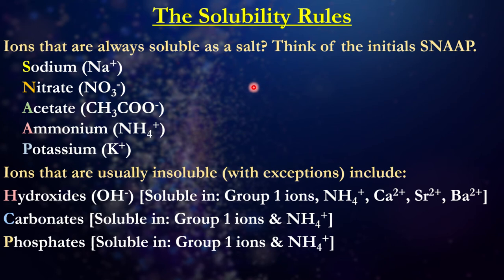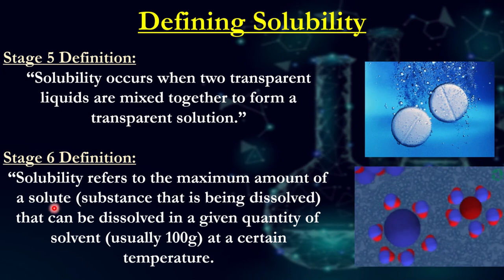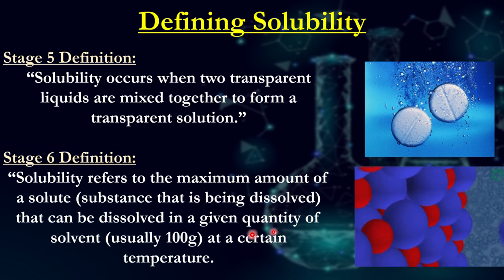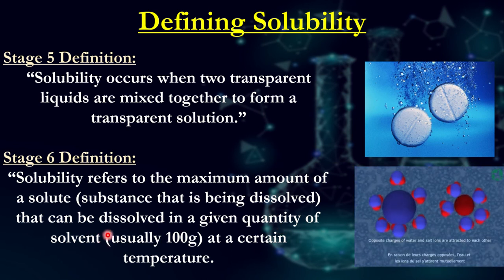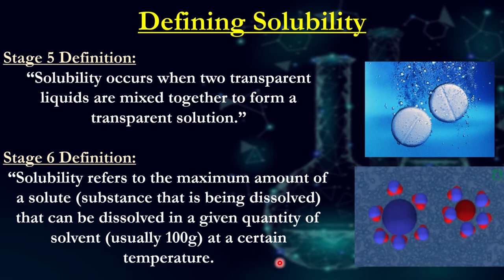So we know the solubility rules. We know SNAP, the rule. Sodium, nitrate, acetate, ammonium, and potassium will always form soluble salts. We know that there are some exceptions with the insolubility, so hydroxides are usually insoluble unless we mix with particular groups. Same idea with carbonates and phosphates. We define solubility as the maximum amount of solute, being the substance that's being dissolved, that can be dissolved in a given quantity of solvent. The reference point is usually 100 grams or 100 milliliters, at a temperature of usually 25 degrees.